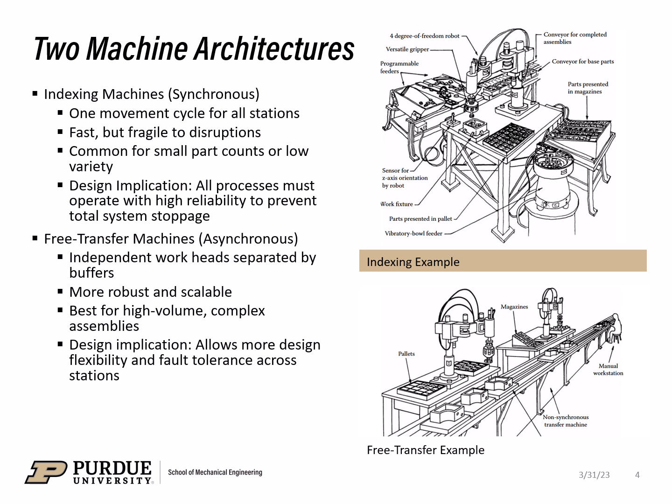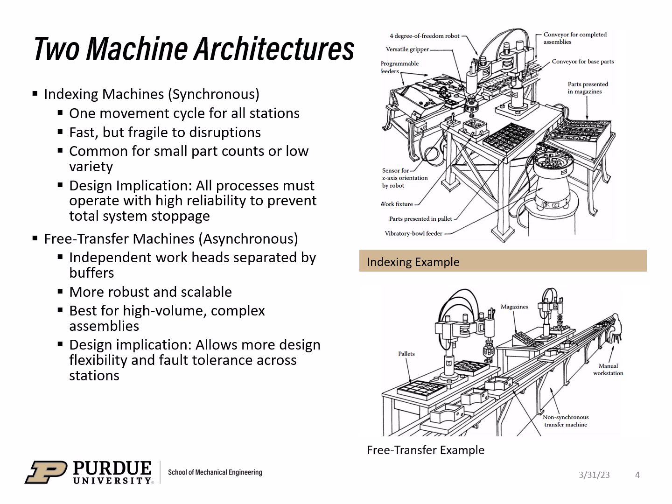These operate asynchronously, so they have independent stations that are separated by buffers. These are more robust, fault-tolerant, and scalable, especially for large and complex assemblies. These allow for more design flexibility and fault tolerance across stations. So let's think about their real-world use. Indexing machines are common for small repetitive products, including pen assemblies and electrical connectors, anything where the failure rate is really low and the geometry is standardized. Free transfer systems are preferred for automotive assemblies, consumer electronics, and flexible production lines.